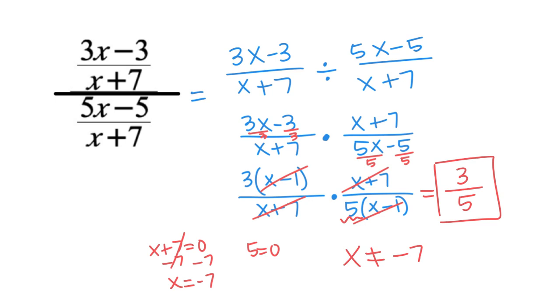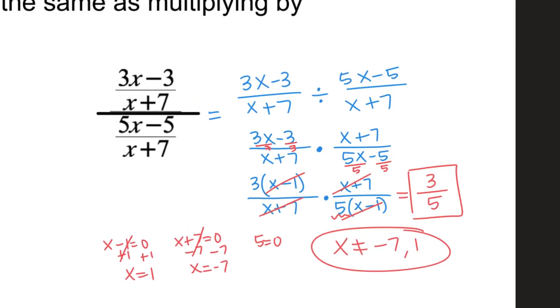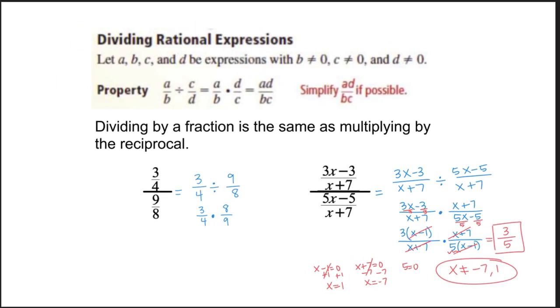And then I need to set x minus 1 equal to 0, which tells me that x cannot equal positive 1 as well. So I have my domain, what x cannot equal, and I simplified my fraction as much as I possibly could. So there's that slide if you need me to slide out a little bit or zoom out.